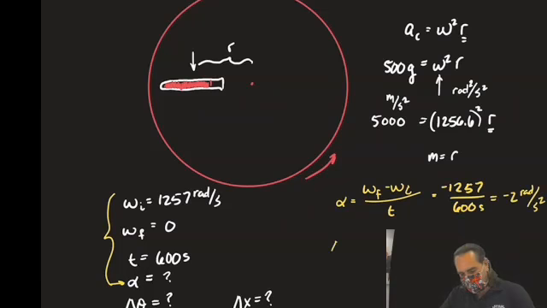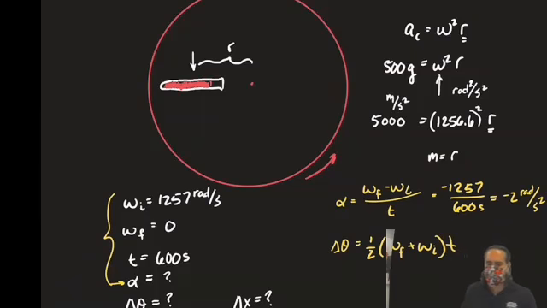Again, it's not about the numbers so much. Delta theta, on the other hand, I'm probably going to have to use 2 alpha times, no, I don't want to use that. I want to use 1/2 (omega final plus omega initial) times t. That's what I'm going to use. And this is a lot, because it's going to be 1/2 times (0 plus 1257) times 600. So yeah, that's a lot. That's a big number.